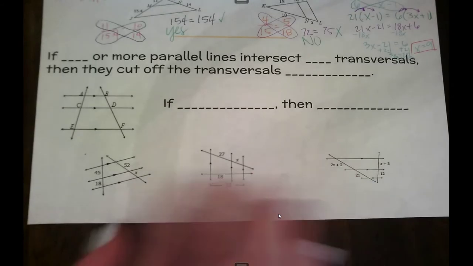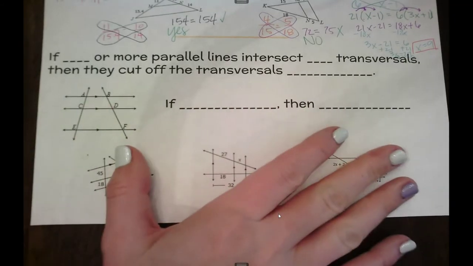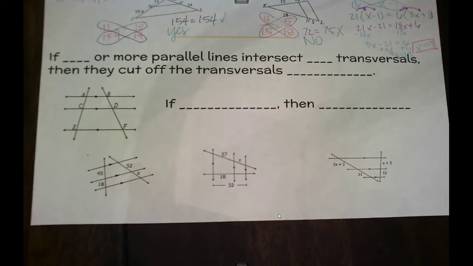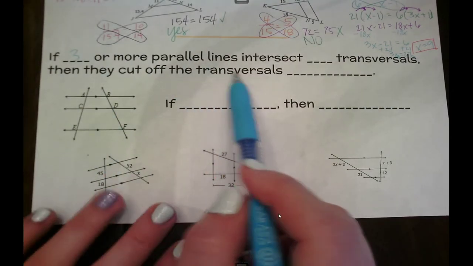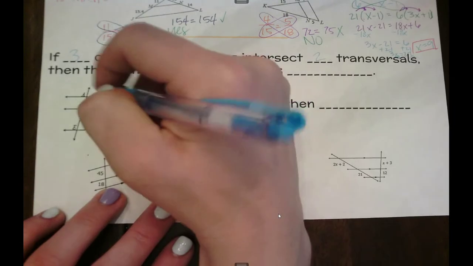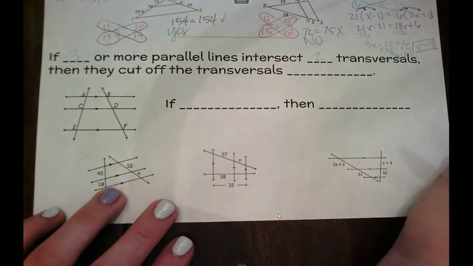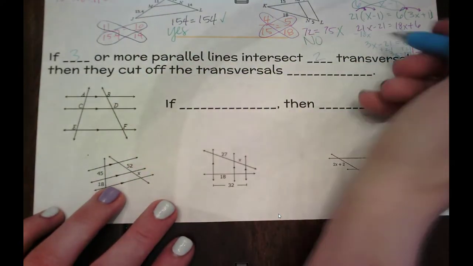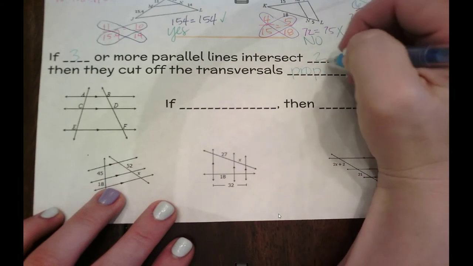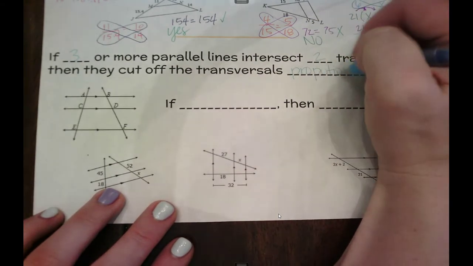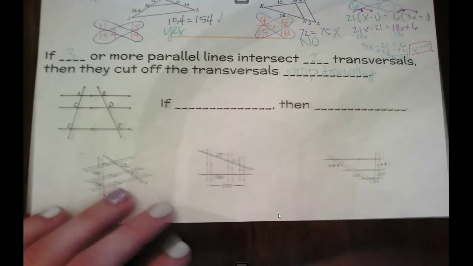Okay, let's see. One more thing. If 3 or more parallel lines intersect two transversals, then they cut off the transversals proportionally. I don't know why I can't spell that.